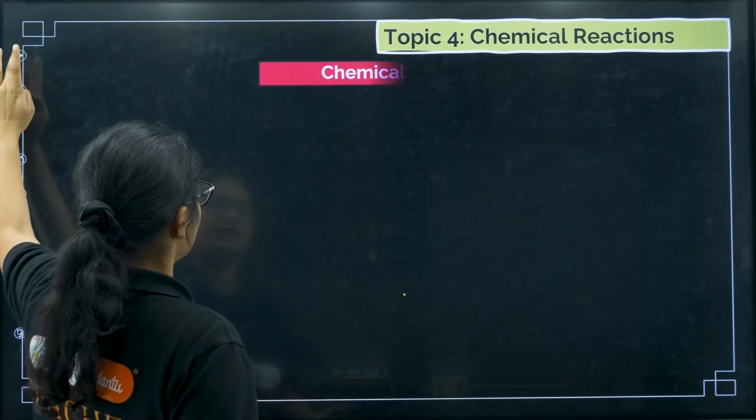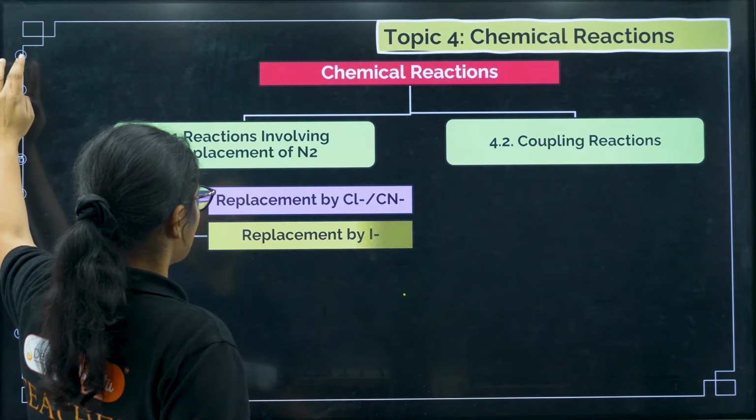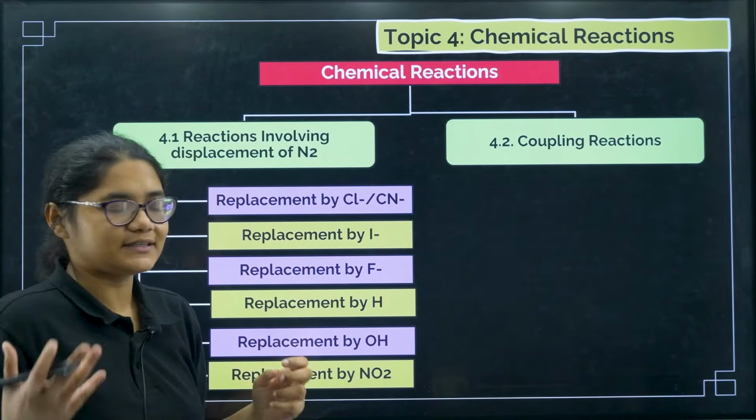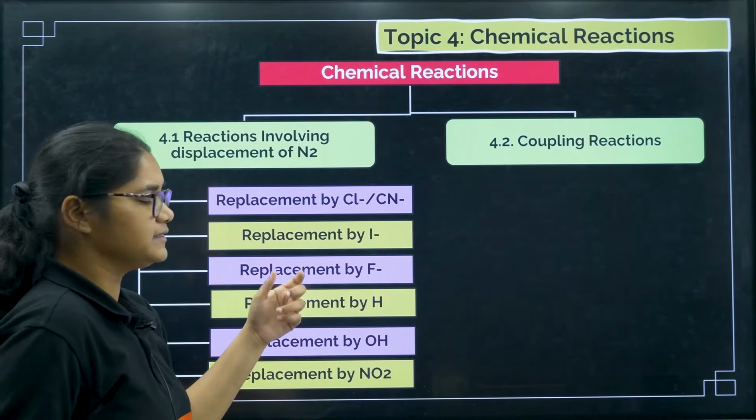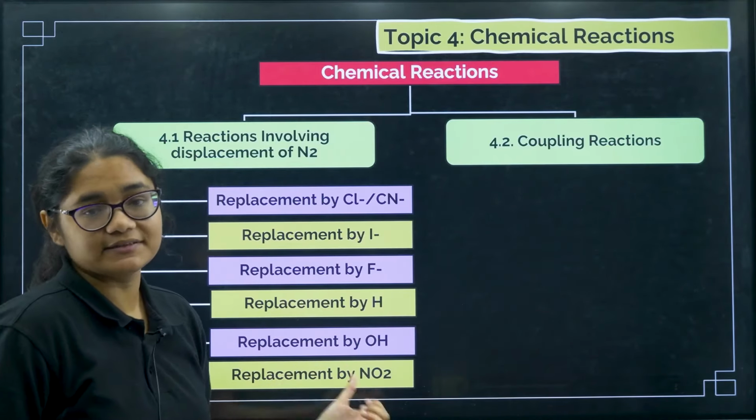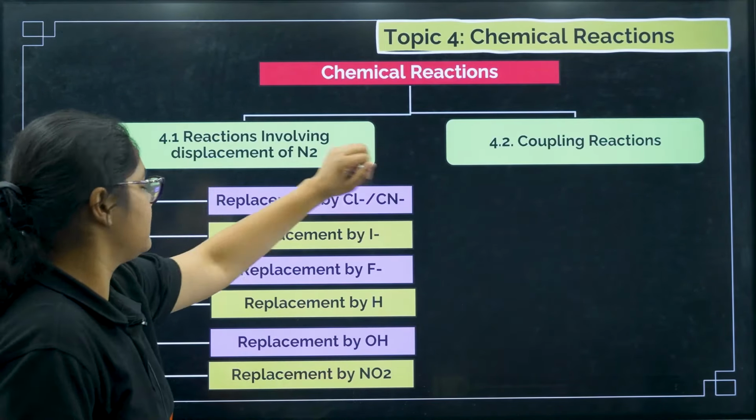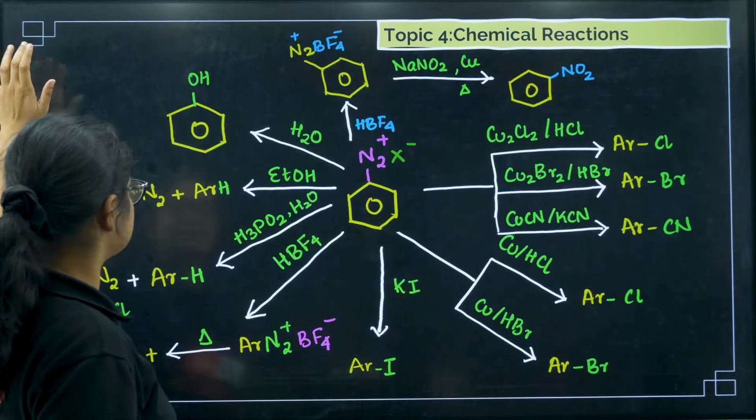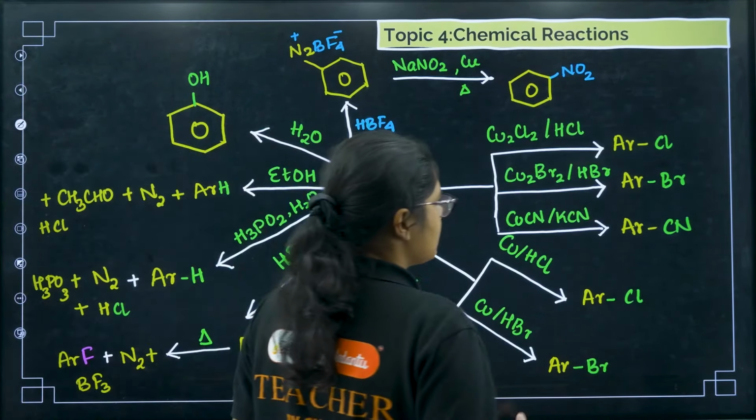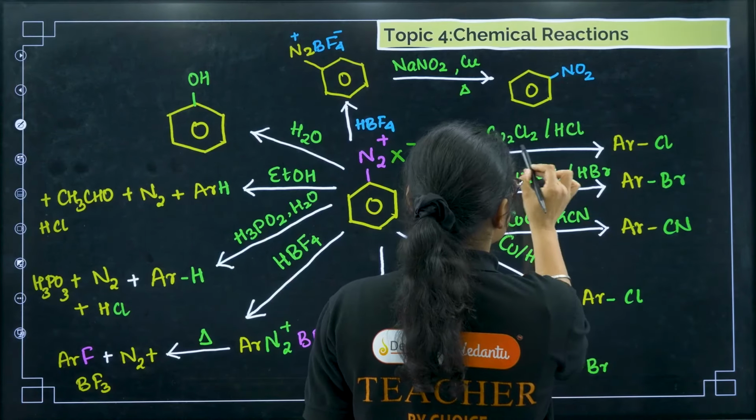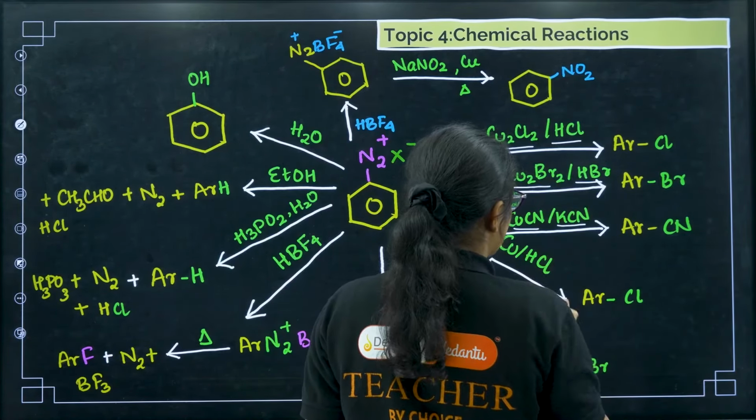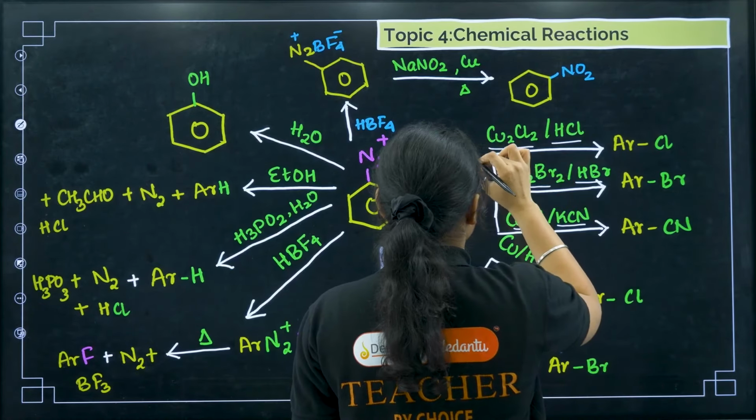You can prepare whatever you want from benzene diazonium chloride. You can make cyanobenzene, iodobenzene, fluorobenzene, you can make benzene, phenol, nitrobenzene as well. And then we have the coupling reaction. Let us quickly see how we can do this. First of all, if I want chlorobenzene or cyanobenzene, you have Cu2Cl2/HCl, Cu2Br2/HBr, CuCN/KCN. These are all your Sandmeyer reaction.